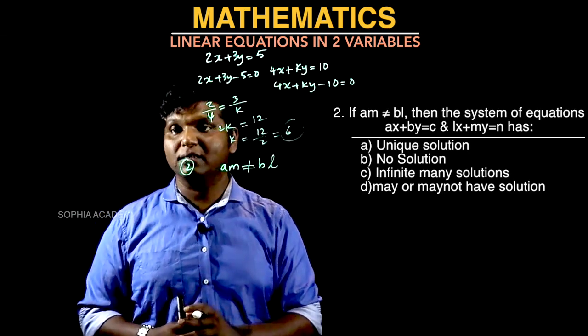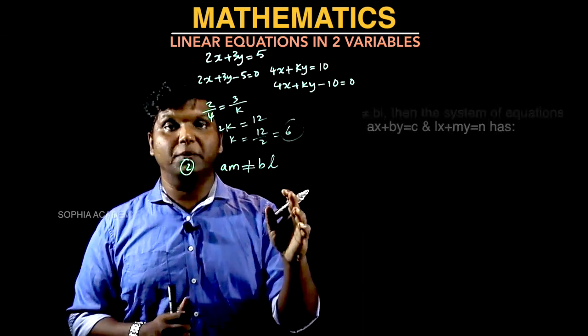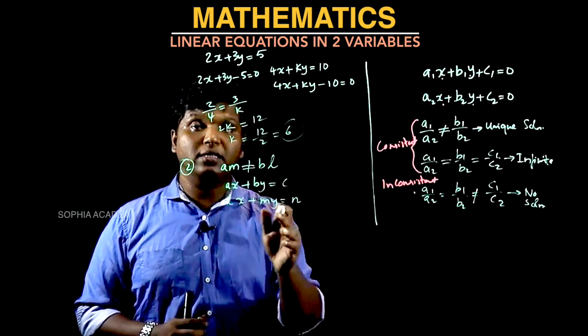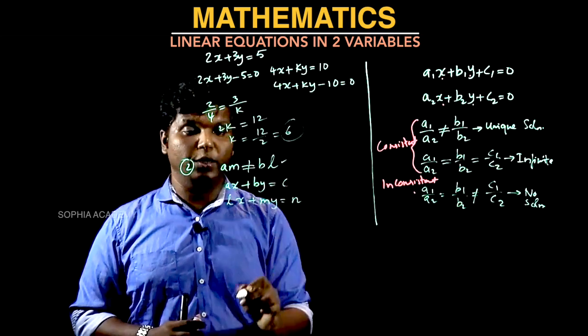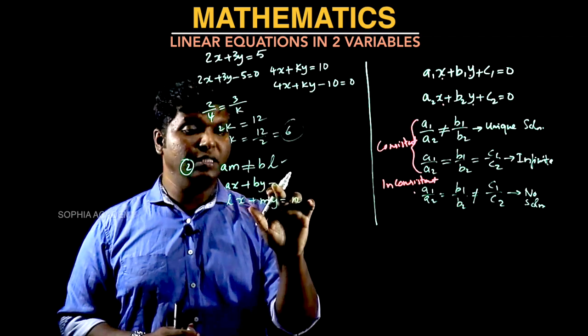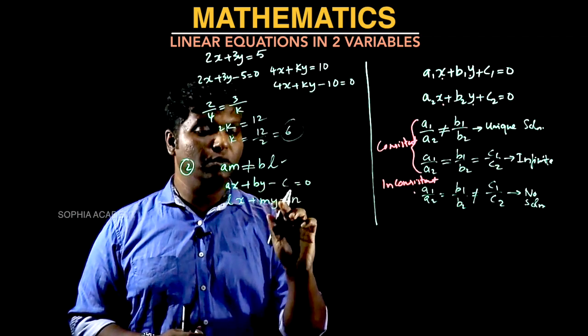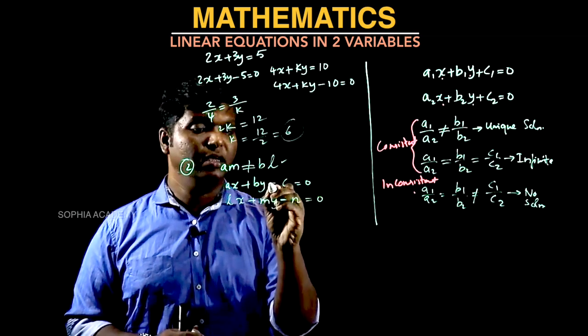Then the system of equations, there are two equations given, let us mention them here. These are the two equations given here, and this is the condition given. Anyhow, when you are bringing this into general form, this will be equal to 0. Here also you can wipe this off and put it here equal to 0. That means this will become minus, and here also it will become minus.